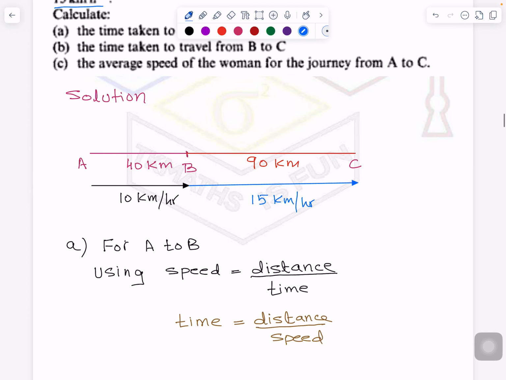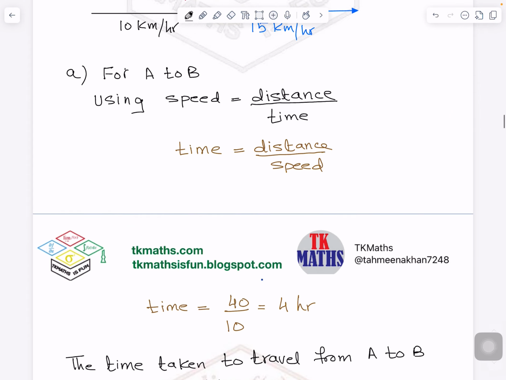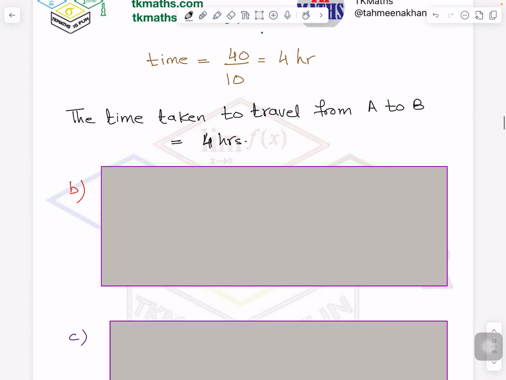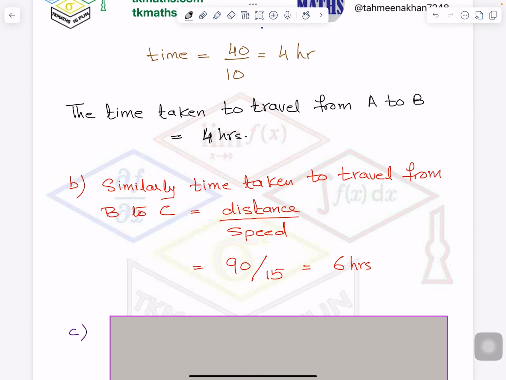Similarly, we will find out for BC. The distance is 90 kilometer and the speed is 15 kilometer per hour. So to find out the time, we will do the distance divided by speed in the second half also. Right, so it is 6 hours.